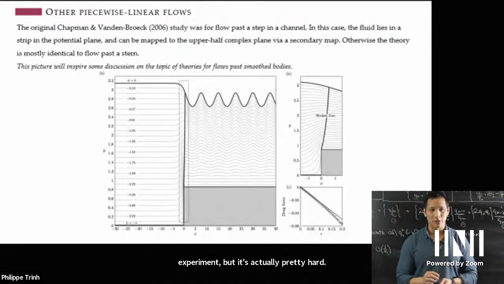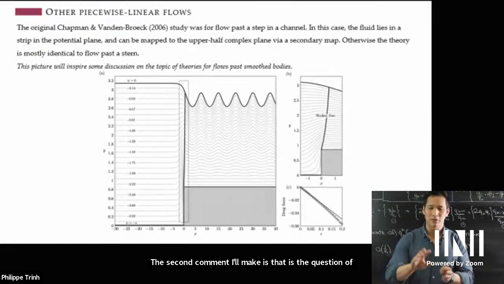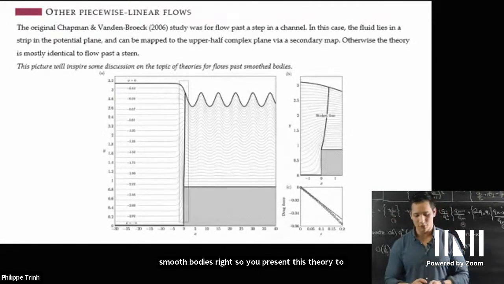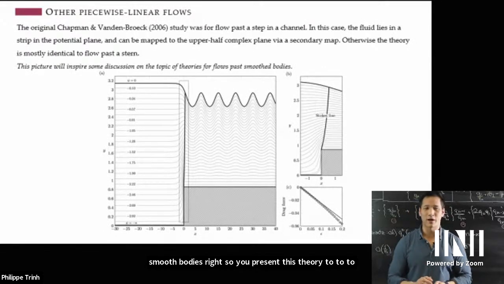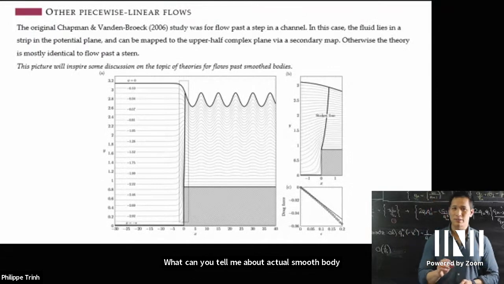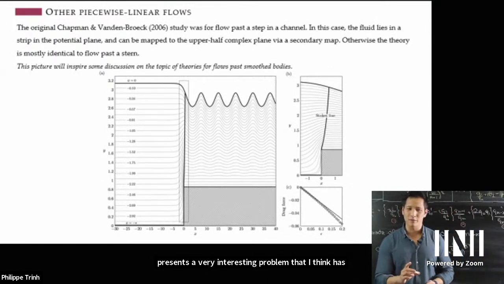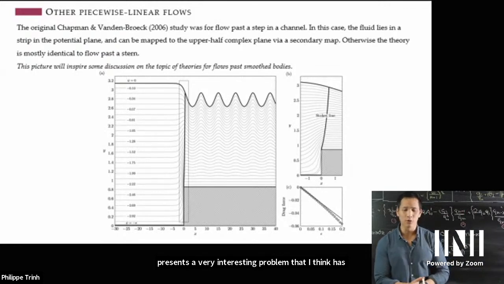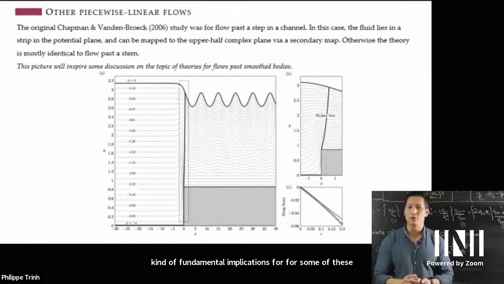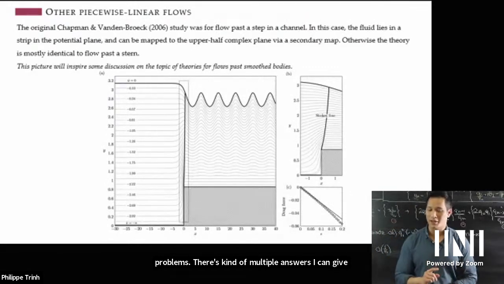The second comment I'll make is the question of smooth bodies, right? So you present this theory to an engineer and they say, well, that's all fine and good. What can you tell me about actual smooth bodies? And this presents a very interesting problem that I think has fundamental implications for some of these methodologies. So in terms of the question of how to approach smooth problems, there's multiple answers I can give about that. The first answer is a bit of a flippant answer.